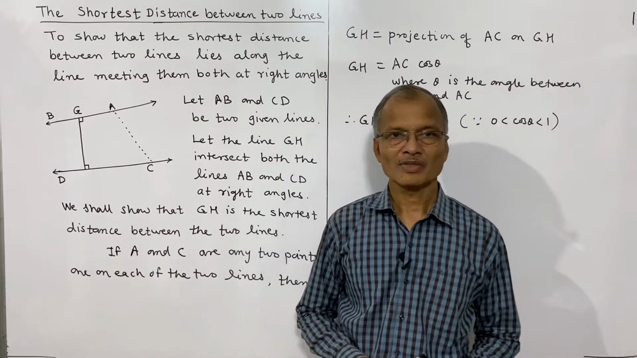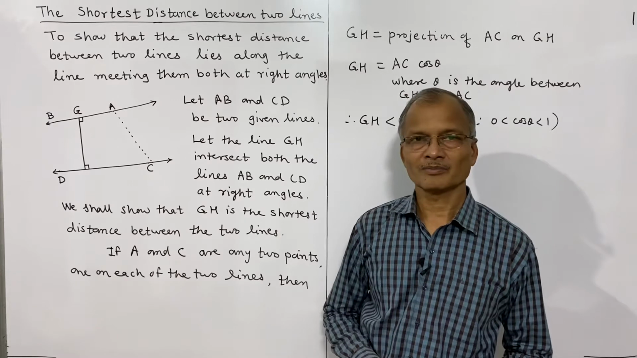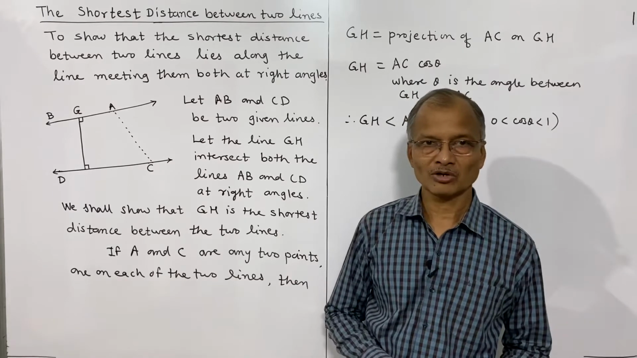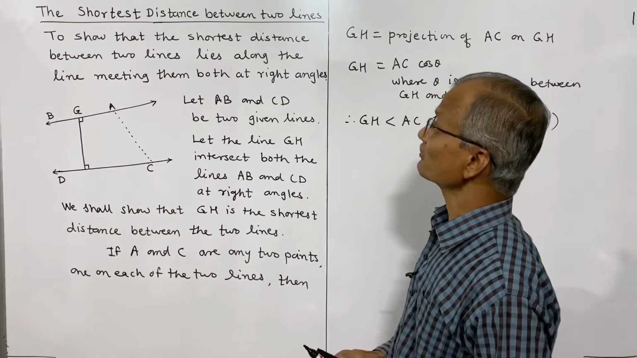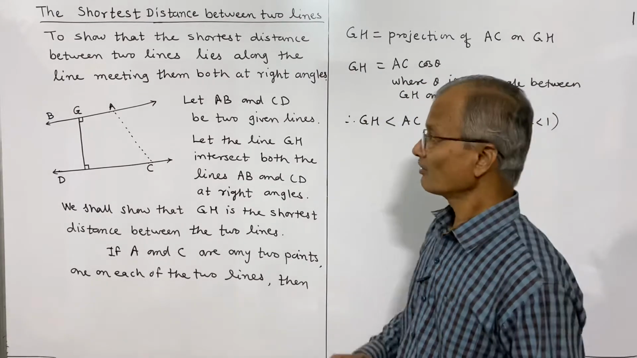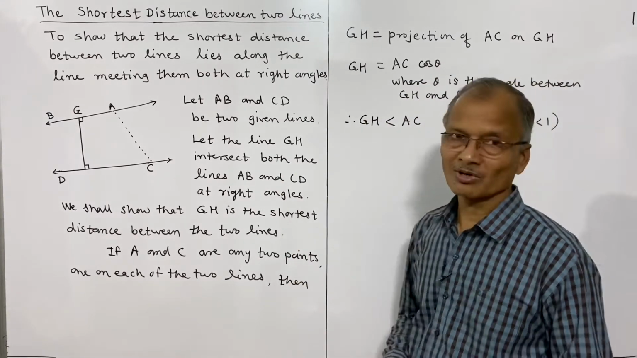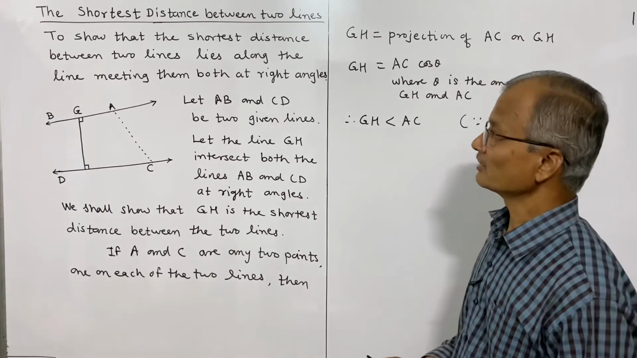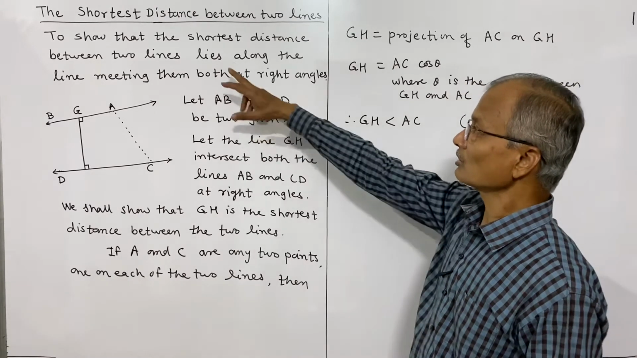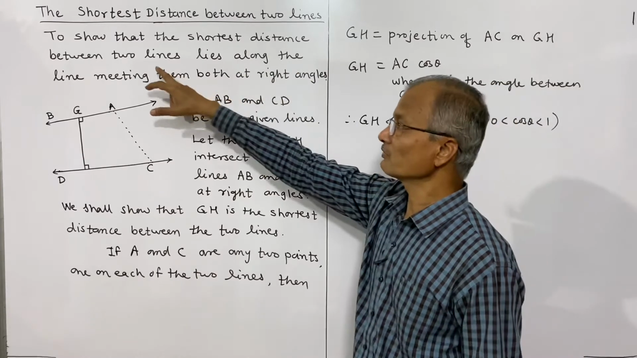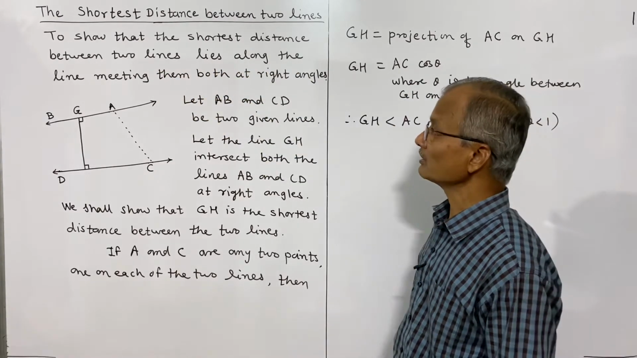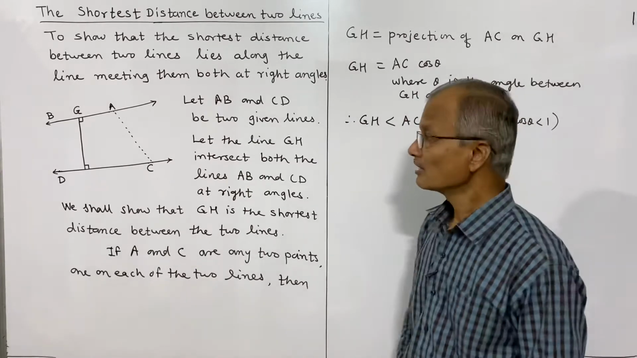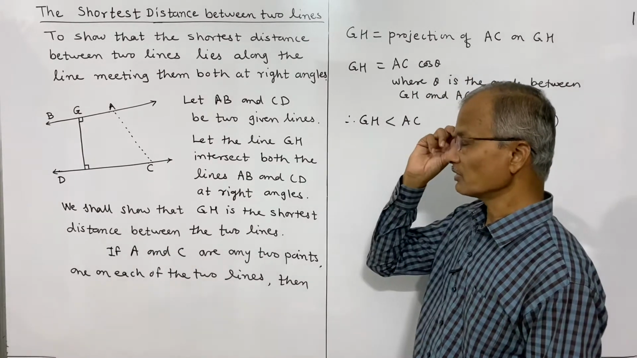We are studying right line, that means straight line in three-dimensional geometry. In this lecture we shall study the shortest distance between two lines. I have written the result here. The result is simple to understand. We shall see the meaning to show that the shortest distance between two lines lies along the line meeting them both at right angles. So that is the shortest distance between two lines.